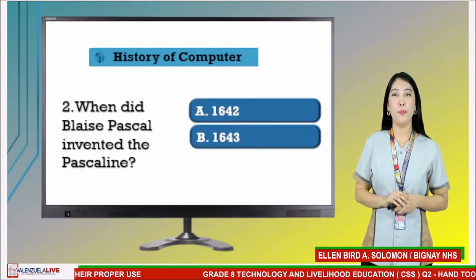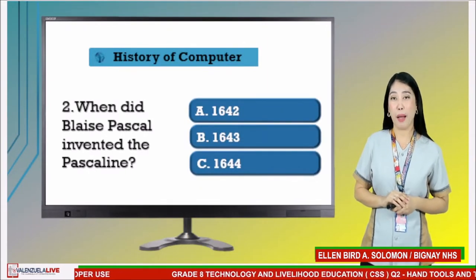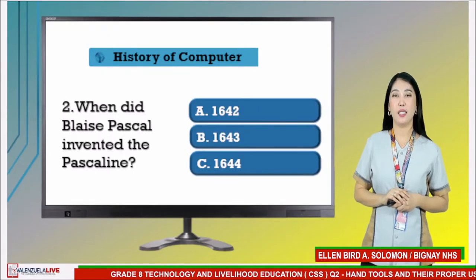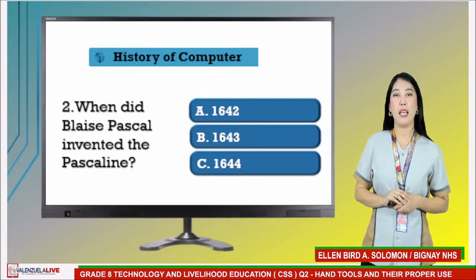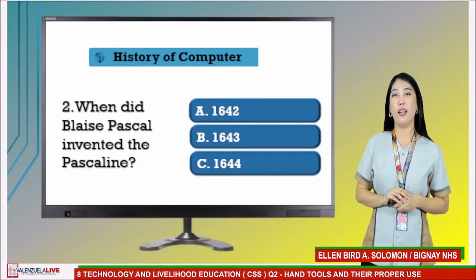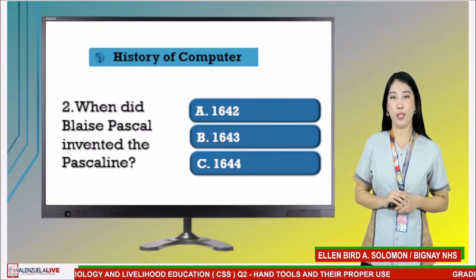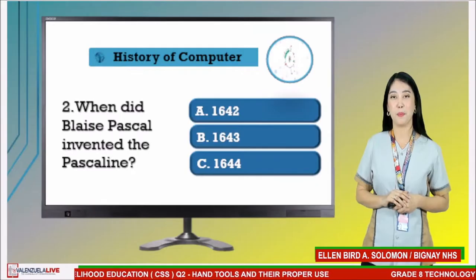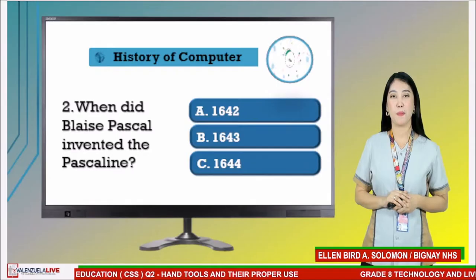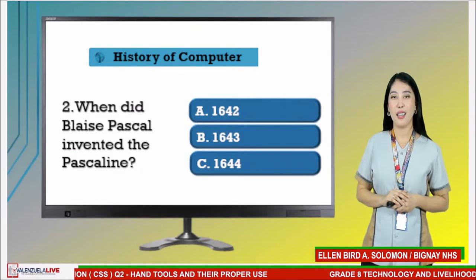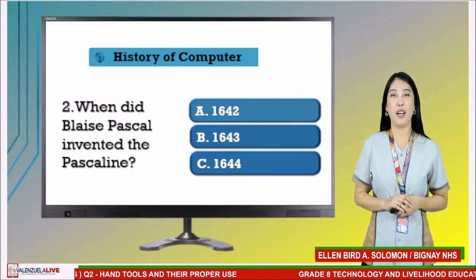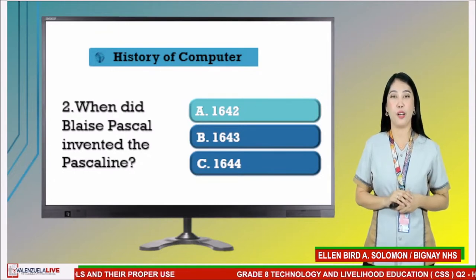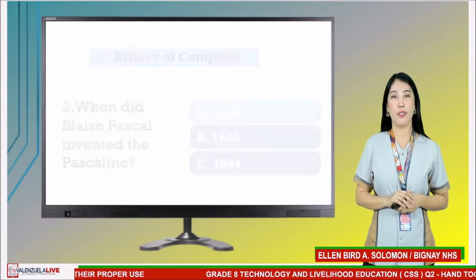For number two, when did Blaise Pascal invent the Pascaline? A. 1642, B. 1643, or letter C. 1644. Your 5 seconds start now. Okay, time is up. The correct answer is letter A, 1642. Good job. Let's have the third one.